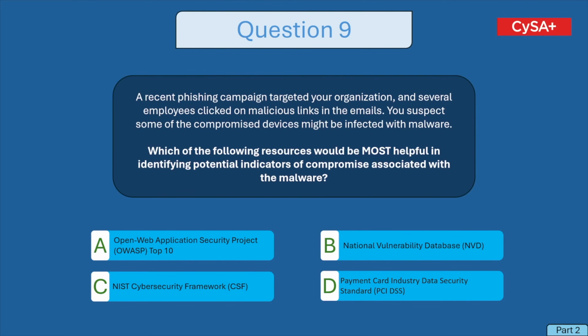All right, so this one can be a tough one. I'm gonna rule out C and D right away. Those aren't the right frameworks for this particular issue that's happening. Now, it could be B, the NVD, National Vulnerability Database, but it's talking about malware. And I would say that actually A, the OWASP, would make the most sense here.